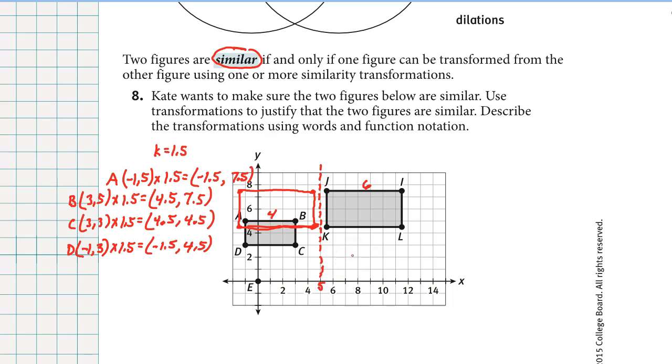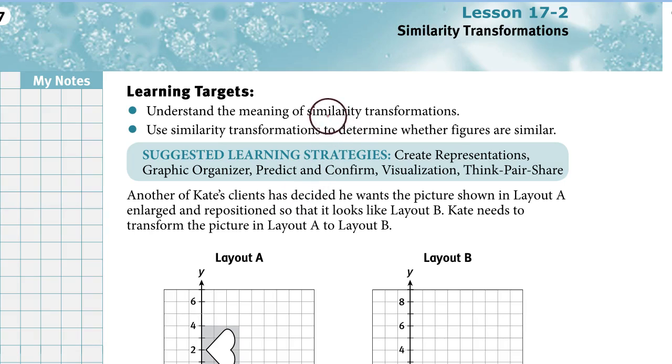So because it is possible to make the one rectangle land exactly on the other, then we would answer this question yes. They are similar, and our reasoning is because of these specific transformations that we did. So in this lesson, we discussed similarity transformations. It's a way to decide if two figures are similar. If you can find transformations that map one figure on top of the other, then we say yes, the figures are similar.